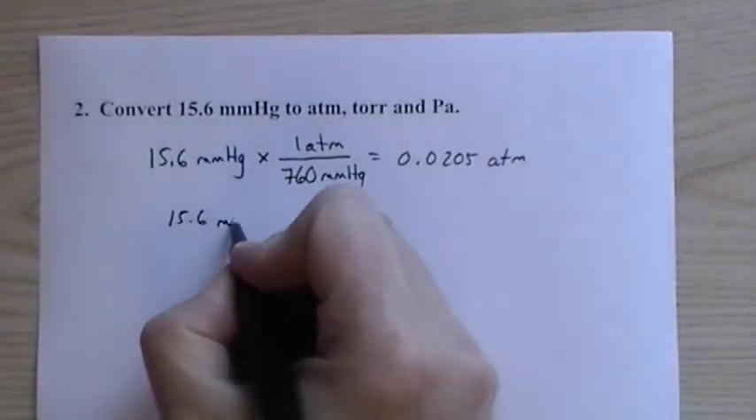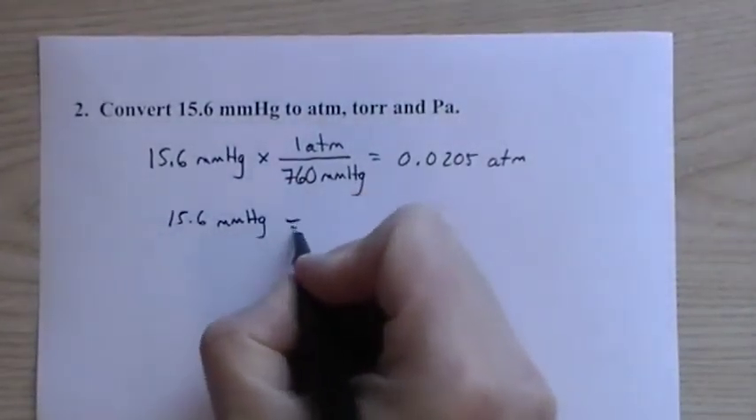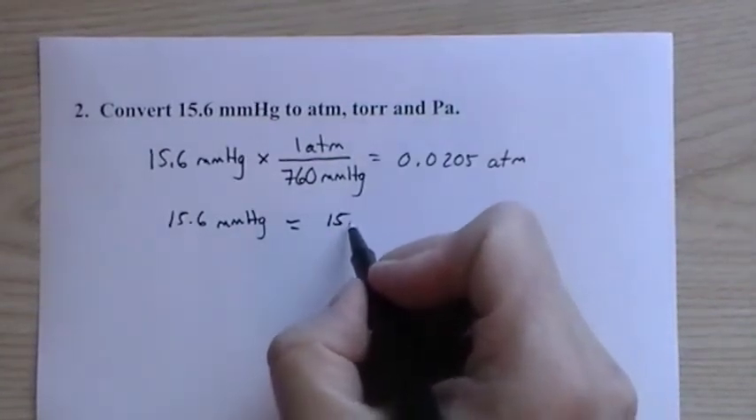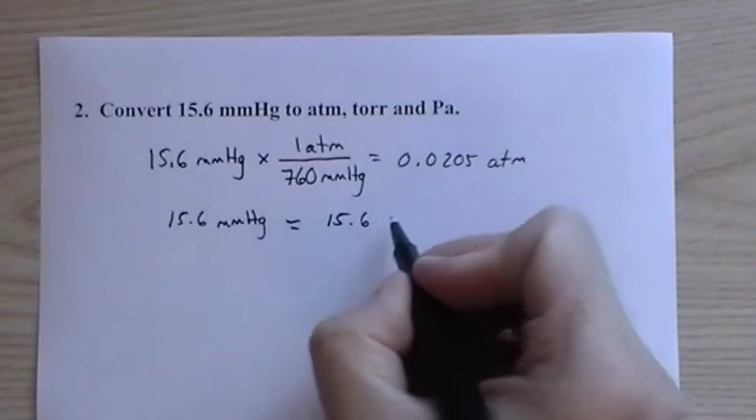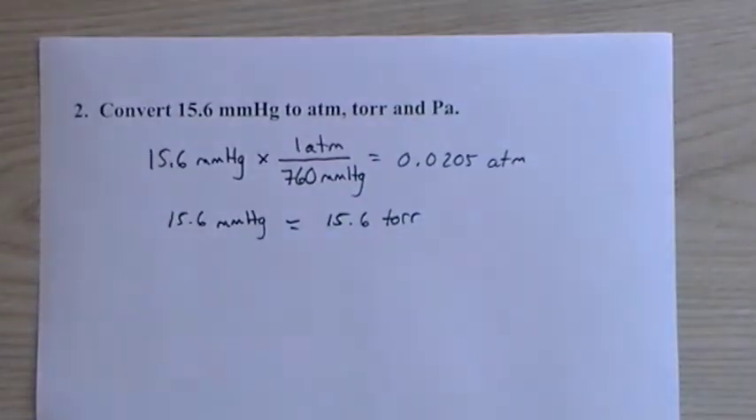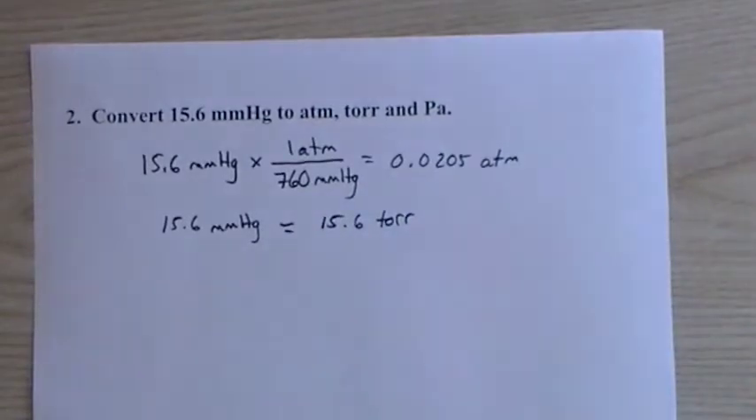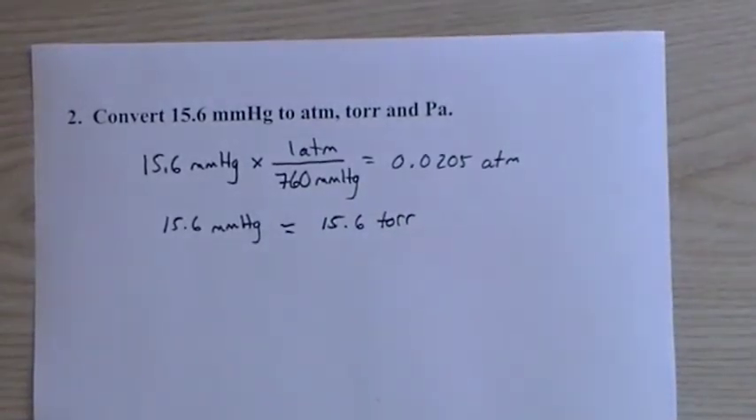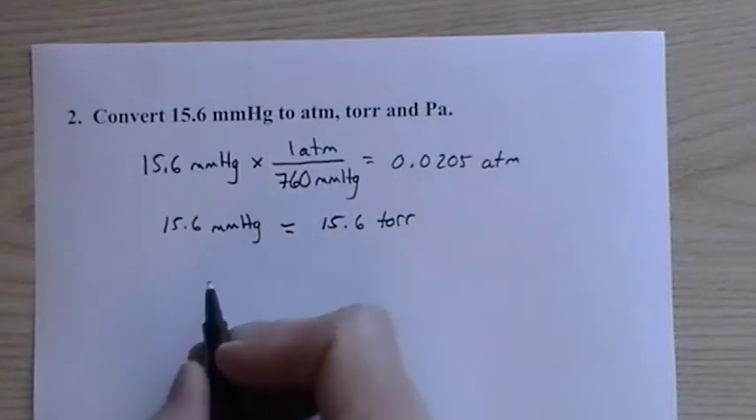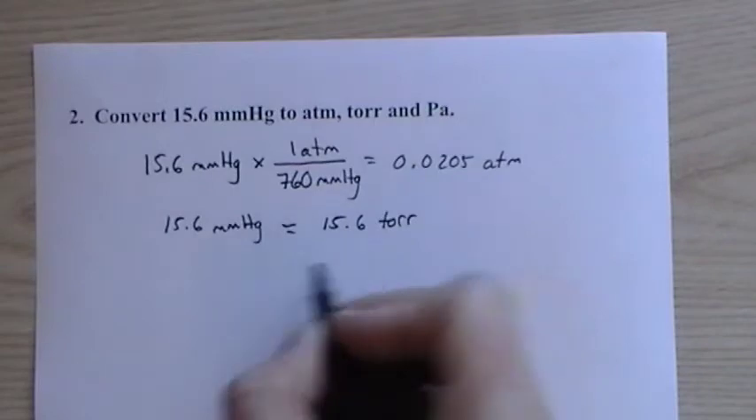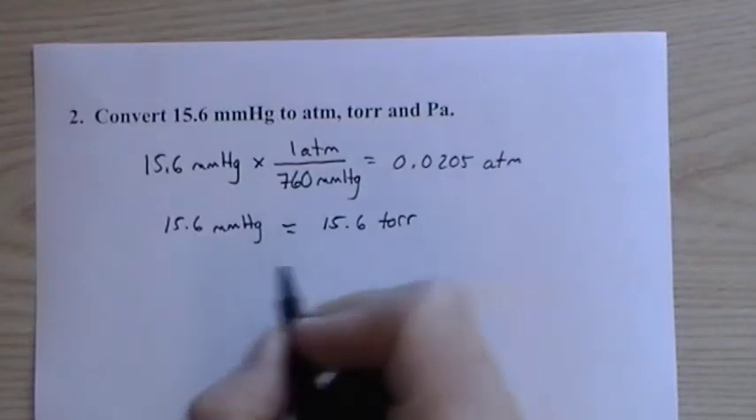15.6 millimeters of mercury, if you want to convert to torr, well, millimeter of mercury and torr are the same unit. So every millimeter of mercury is 1 torr, and torr comes from Torricelli, who invented the barometer. So it's a tip of the hat to him. So 1 millimeter of mercury is 1 torr. They're used interchangeably a lot, so you should know those.